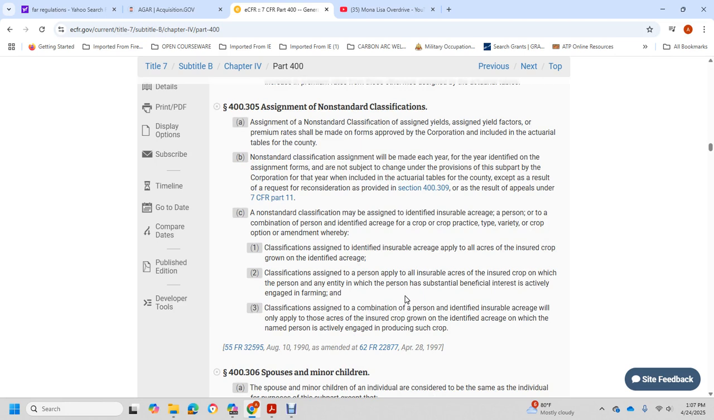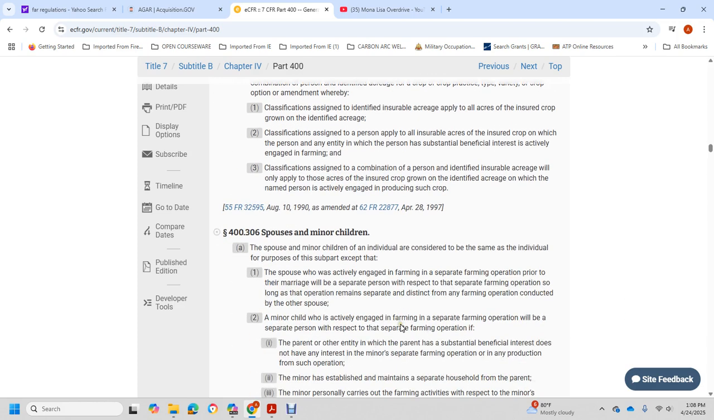The non-standard classification may be assigned and identified with the insured crops, acreage, and person, with the combination person identified with the acreage of the crop and the crop area for the type and variety of the crop. The classification applies to all suitable acres of the insured crop where the person has a substantial beneficial interest, and only to arable acreage with those acres insured, where the named person is actively engaged in producing such crop.